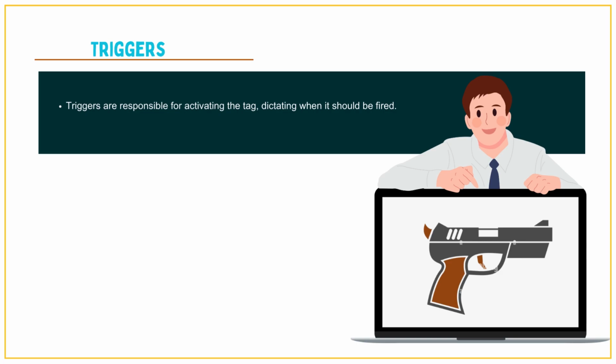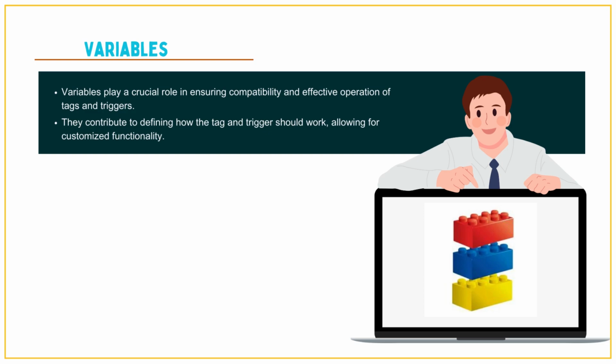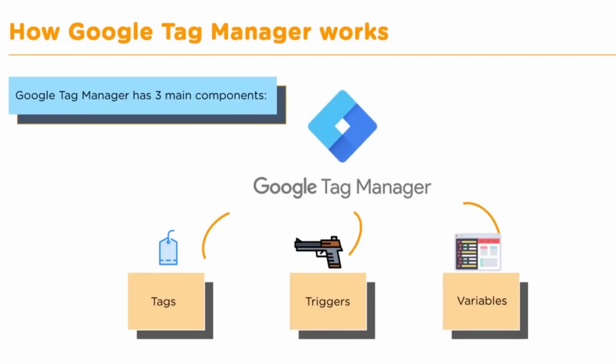Triggers are responsible for activating the tag, dictating when it should be fired. Variables play a crucial role in ensuring the compatibility and effective operation of tags and triggers. They contribute to defining how the tag and trigger should work, allowing for customized functionality. In summary, the three components, tags, triggers, and variables, cooperate harmoniously. The tag stores the code, the trigger determines when to activate the tag, and the variable helps define the conditions for the tag and trigger to work together.